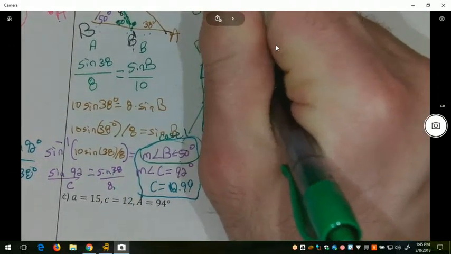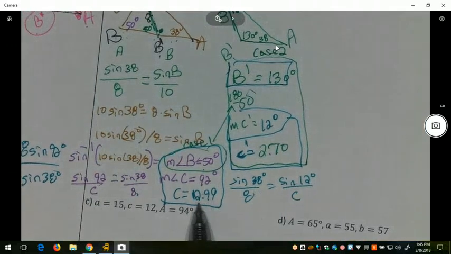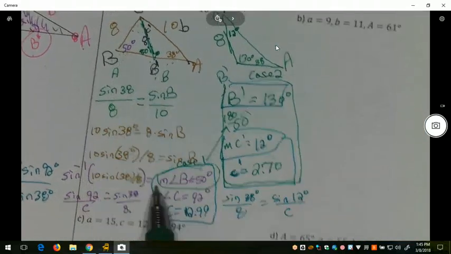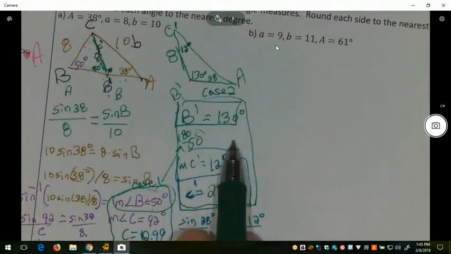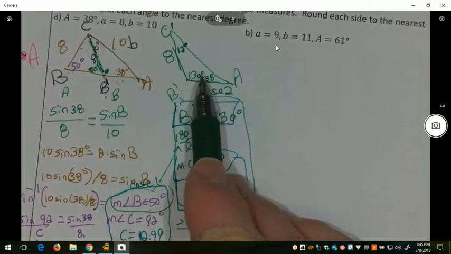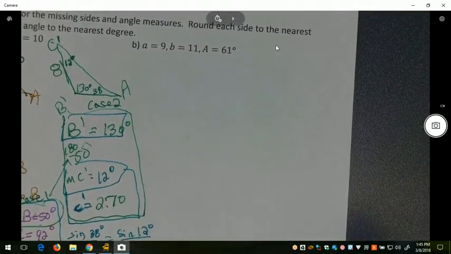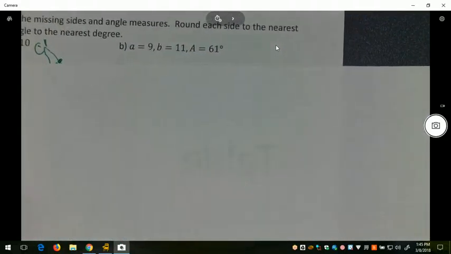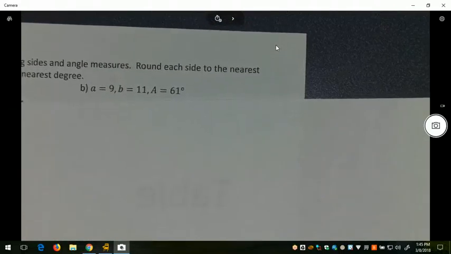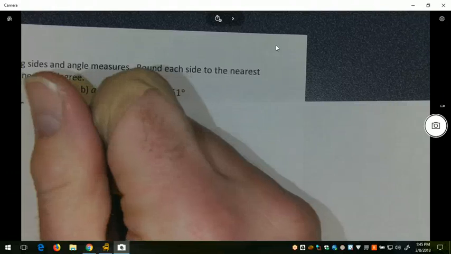There's case 1 and case 2. Case 1, it's an acute triangle, or well, angle B is an acute angle. Case 2, it ended up being an obtuse triangle, angle B prime, where angle B is actually an obtuse angle. Let's take a look at letter B. On letter B, we're going to have the same setup because, again, we have an angle and its opposite side and then a side between them.